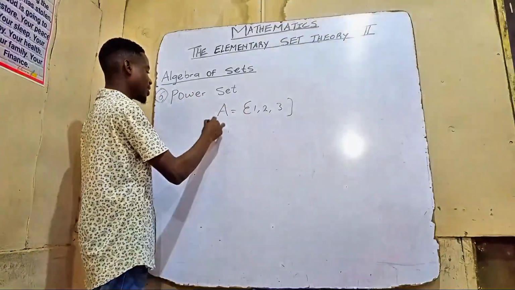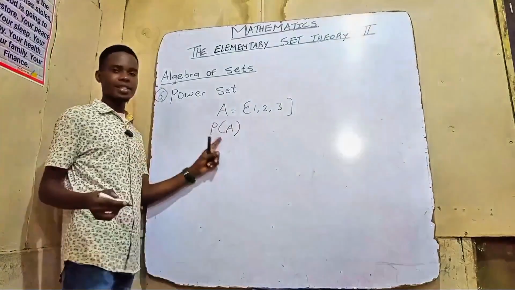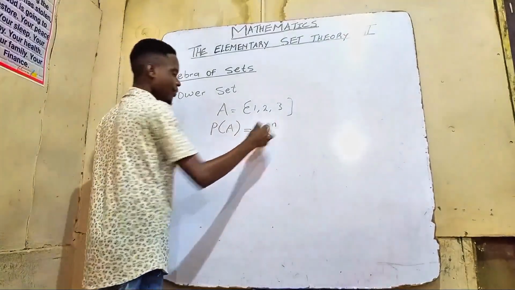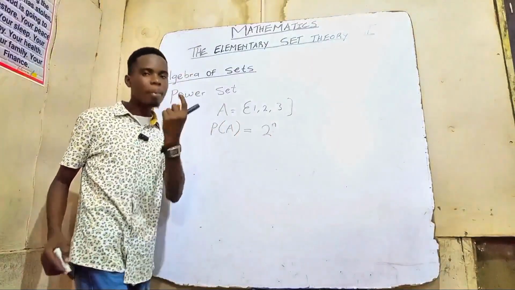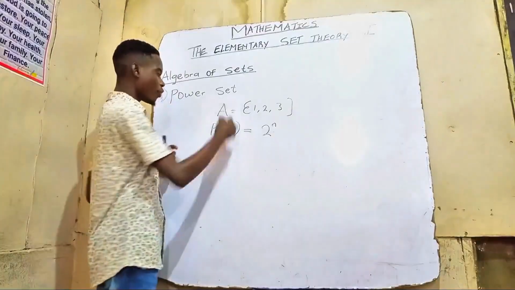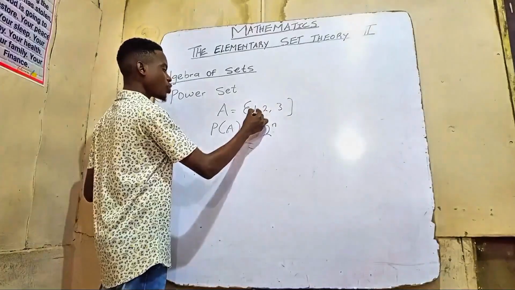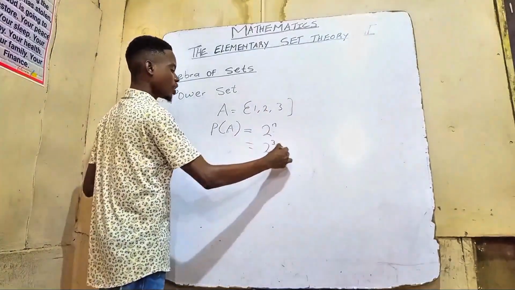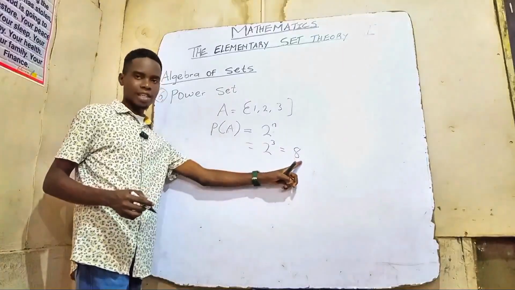The power set of A is represented as P(A), and it has a formula: 2 raised to the power of n, where n is the cardinality of the set. Cardinality means the number of elements in that set. For this set A, we have 1, 2, and 3, so there are 3 elements. This will be 2 raised to the power of 3, which is 8. So this is how to calculate the power set.